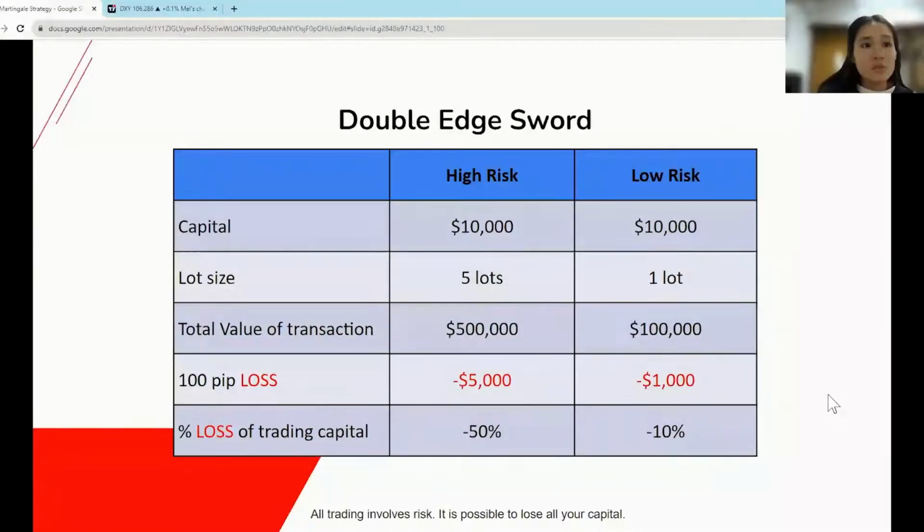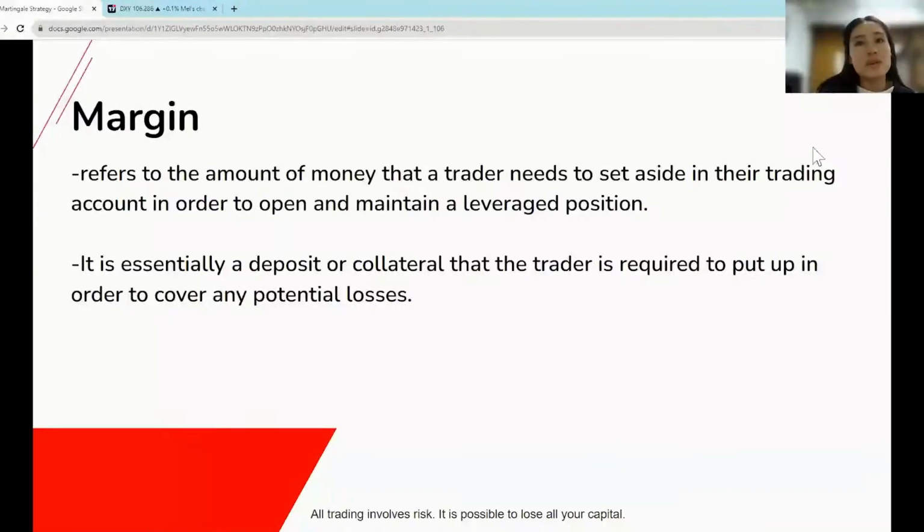Okay. So we want to emphasize that it is a double-edged sword because obviously if you can make 50%, you can also lose 50%. Okay, so yeah, just be careful of that. And let's touch a bit on margin before we end off.